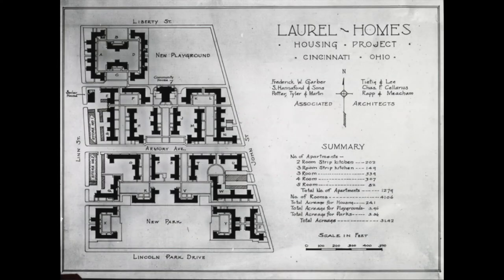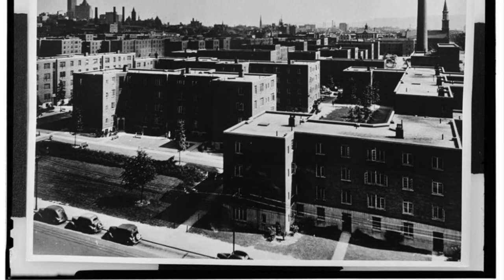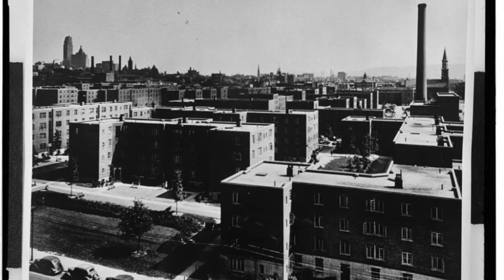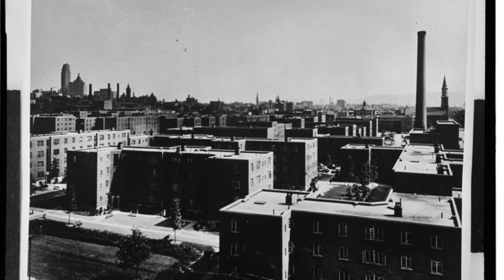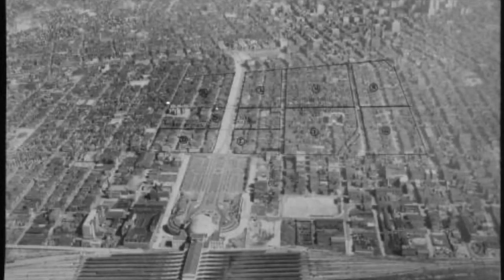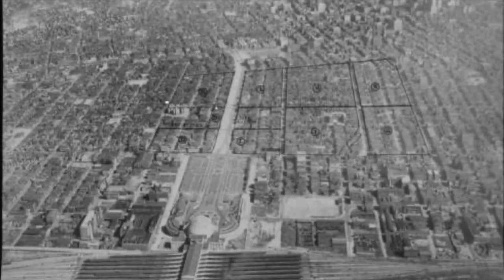In February of 1936, the initial construction began by creating Laurel Homes, the first public housing project in Cincinnati. It was decided that the slum clearance would be for white people only, so the black community called for the ability to reside in Laurel Homes because at the time, they were only allowed access to Lincoln Park. By 1938, residents began moving into Laurel Homes, and by 1942, residents began moving into Lincoln Park.